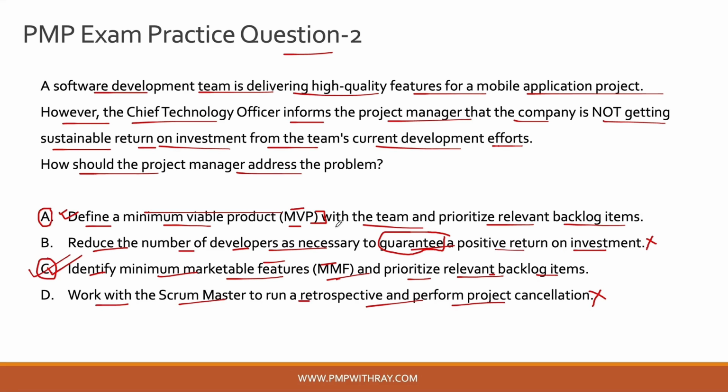Sometimes MVPs are given out for free to be tested in the market. Okay, and generally you can't charge a fee for that. Sometimes it is also the other way around, that actually you pay the users money or some sort of incentive. You pay the end users to use your product, to give the feedback back to your team so that you can actually develop on that product. So those are the MVP stages of the product. It's not the MMF stages of the product. Okay, so this is where you need to understand the key difference between MVP and MMF. Okay, so the correct answer to this question is option C, which is to identify minimum marketable features and prioritize the relevant backlog items.